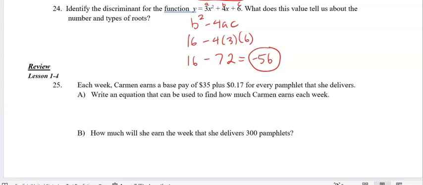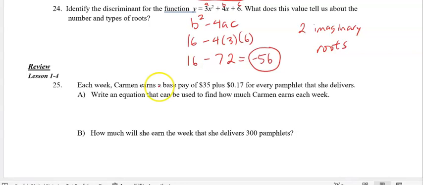So since it's negative, and I'm not guaranteeing it'll be negative on the test, you need to know how to answer based on whether it's positive, negative, or 0. But since it's negative, that tells me I'm going to have two imaginary, or you could say complex, solutions.